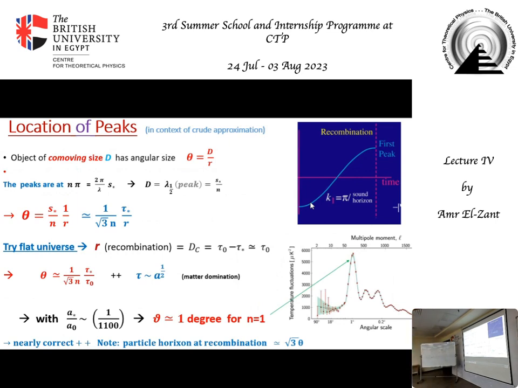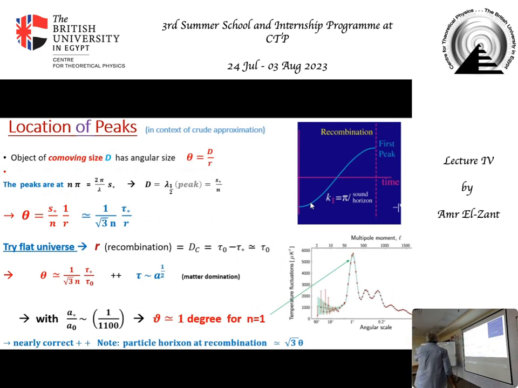What does this tell you? It tells you that the universe is nearly flat. Because we tried the flat universe, we tried the relation between the FRW radius or radial coordinate and the comoving distance, which is just equal because it's flat. And so our theta was just a ratio of the conformal time at recombination to the conformal time now.